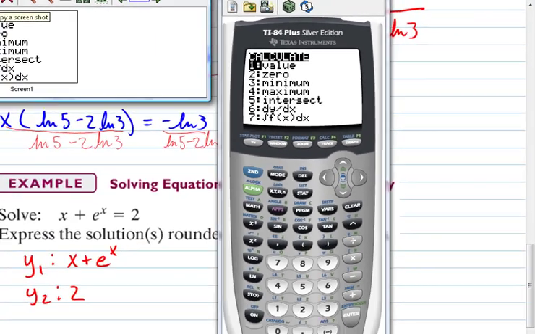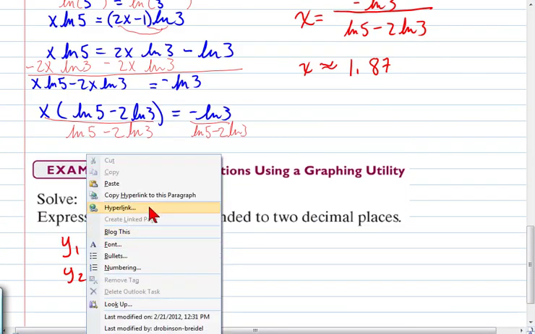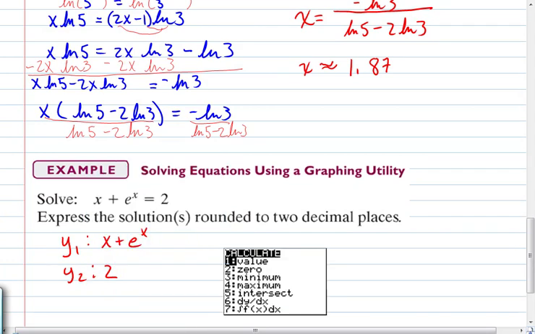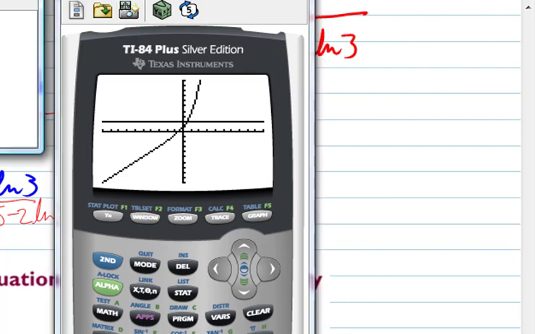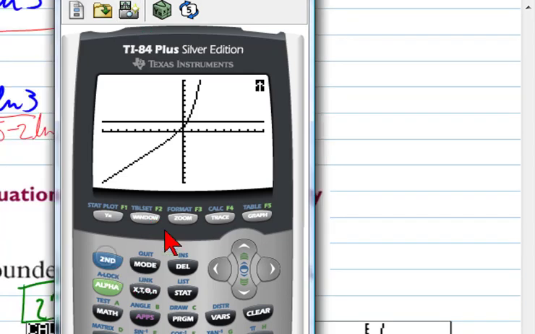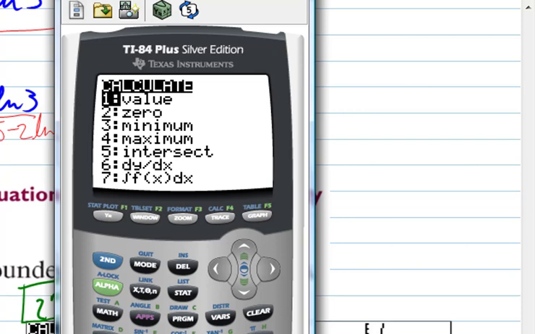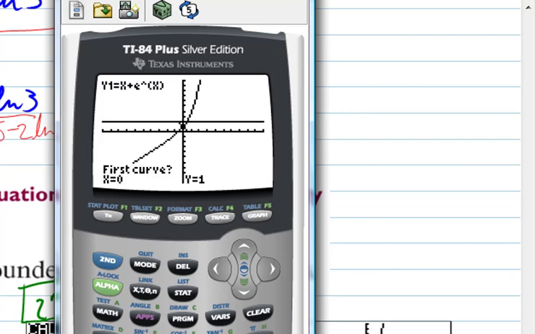Matter of fact, on your notes, I'm going to show this screen. In order to get to this screen, you're going to hit second and then trace. Hit the second button on your calculator and then the trace button to get to this. And this is the one that's going to give you the intersection of your graph. I kind of wanted to put this on there as well. What I need to do is actually hit second trace and go to intersect, which is number 5. It's going to ask you what is the first curve, and it gives you the equation for the first curve up here. Move that cursor over closer to the point of intersection.